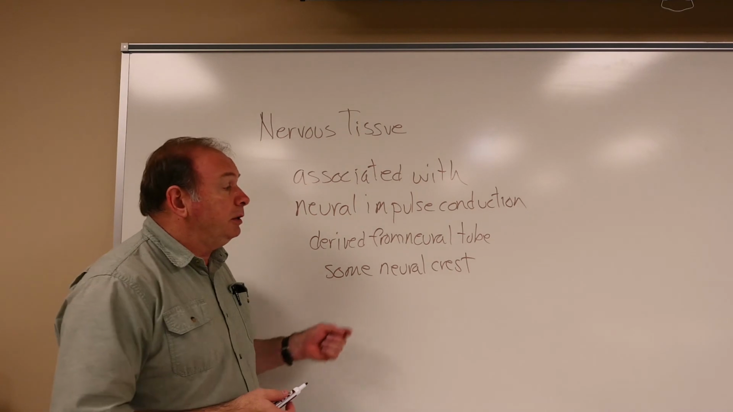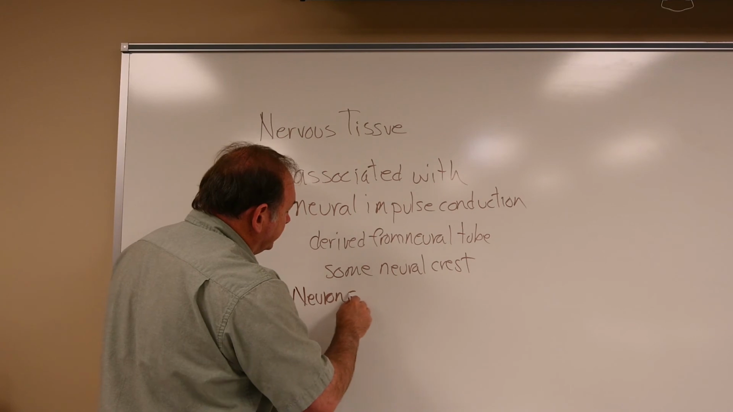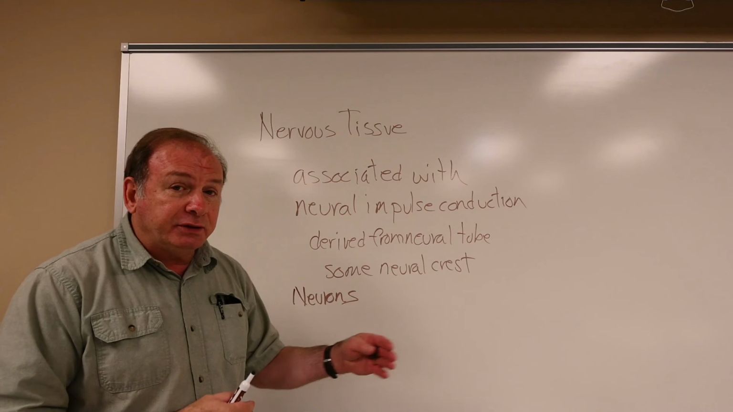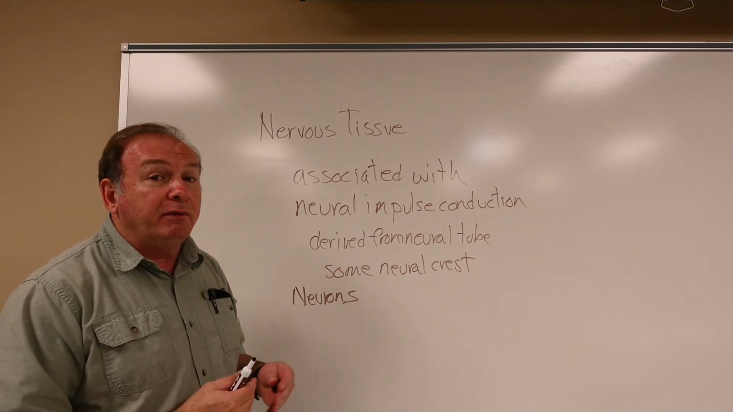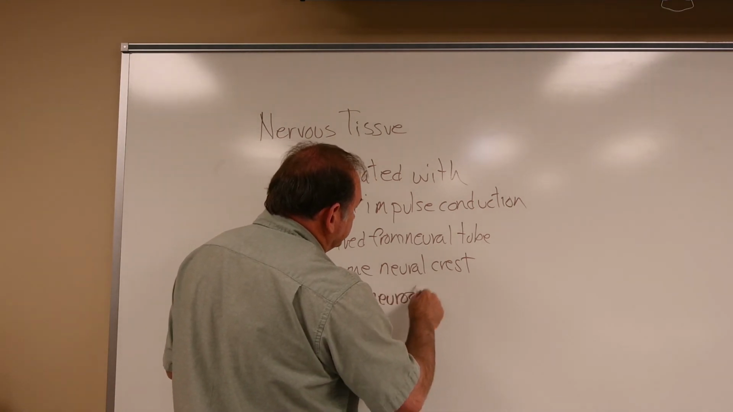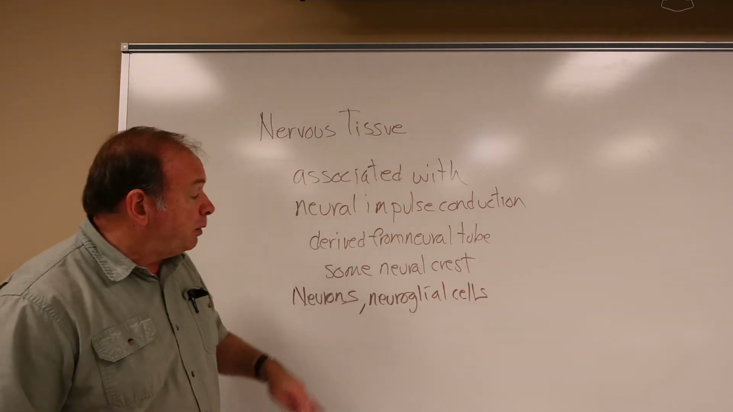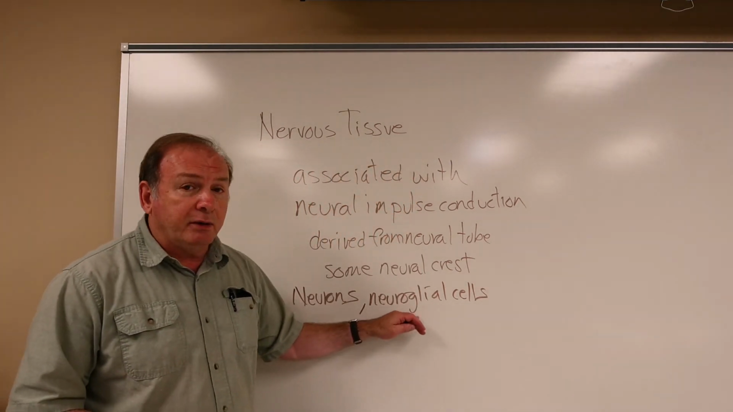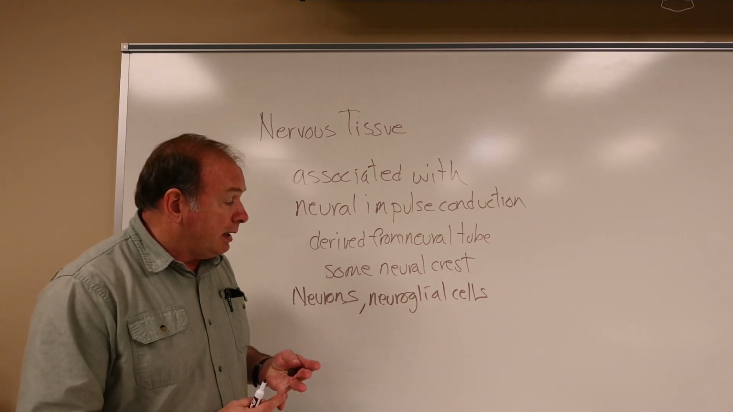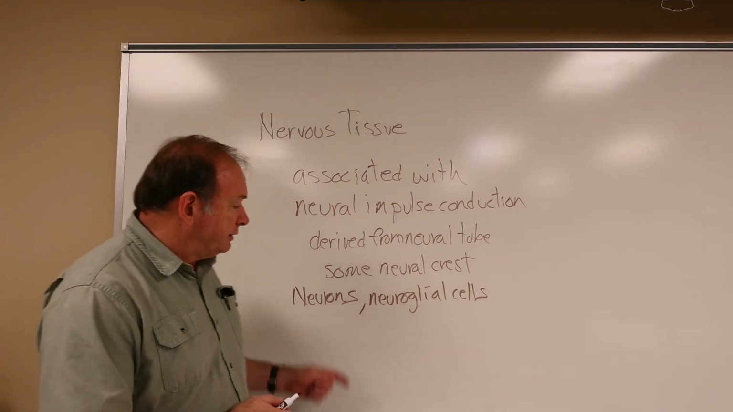So things included in this include neurons. Those are the things in the central nervous system that actually convey the neural impulse. Then associated with neurons, we have a number of what we call neuroglial cells that are there to support the neurons. And we're going to list those later on. It includes astrocytes, oligodendrocytes, microglial cells, and the ependymal cells. So 4 different categories of neuroglial cells there.